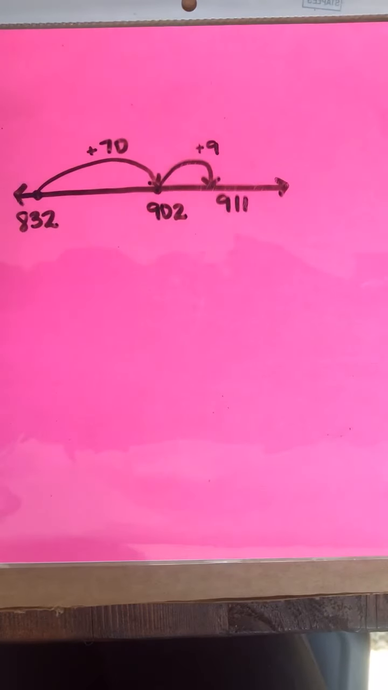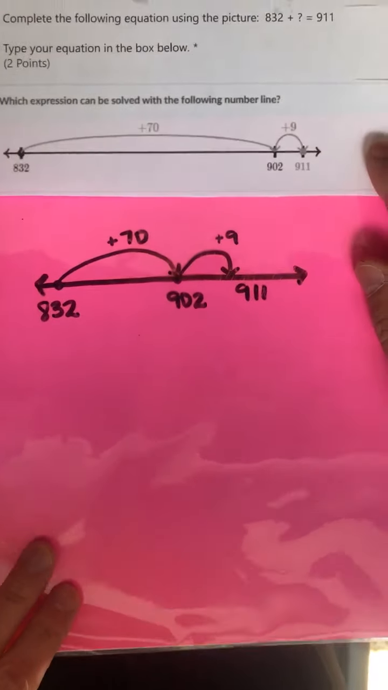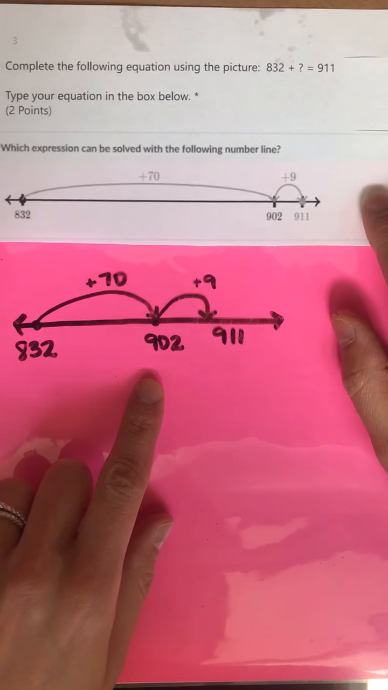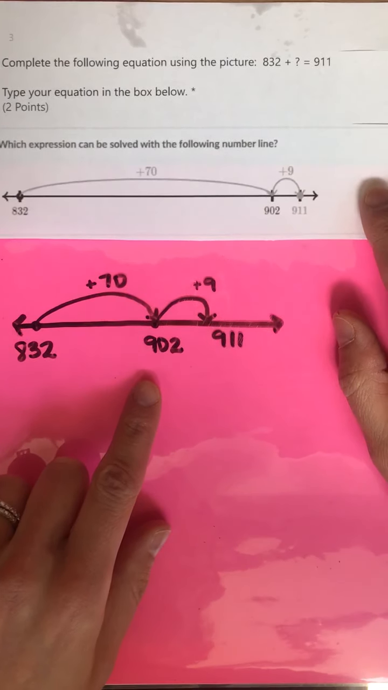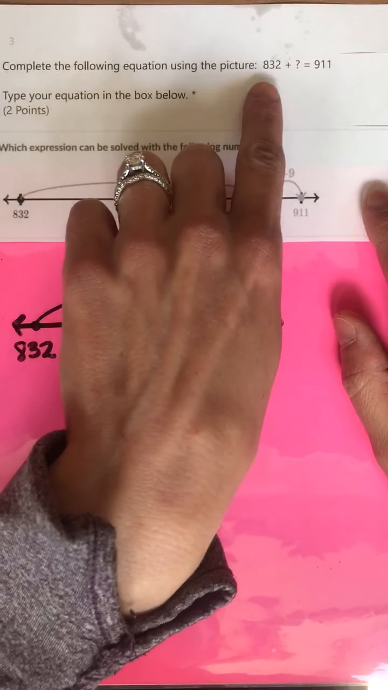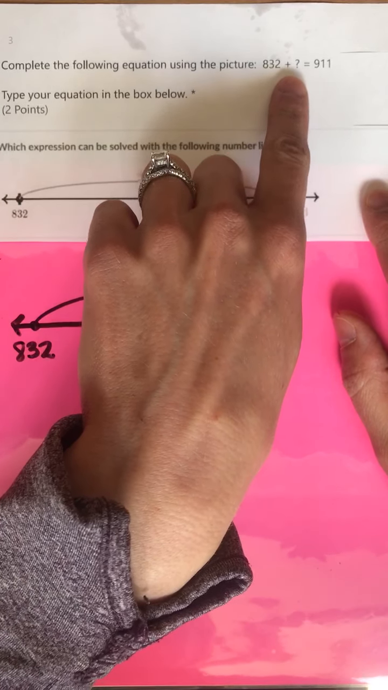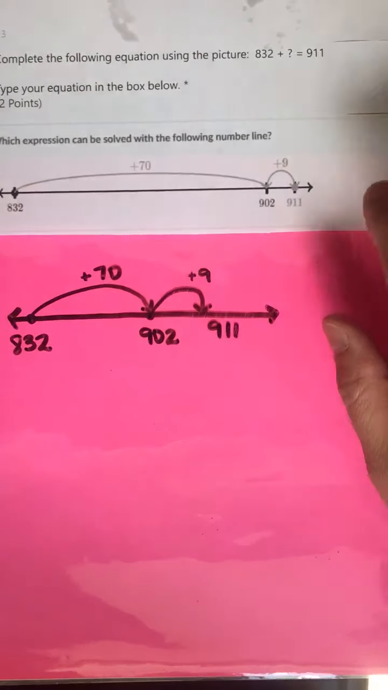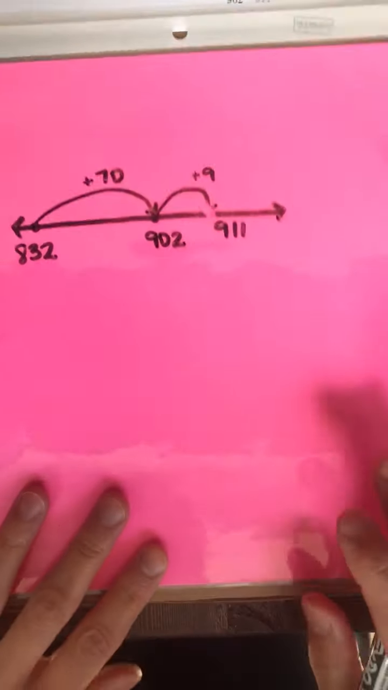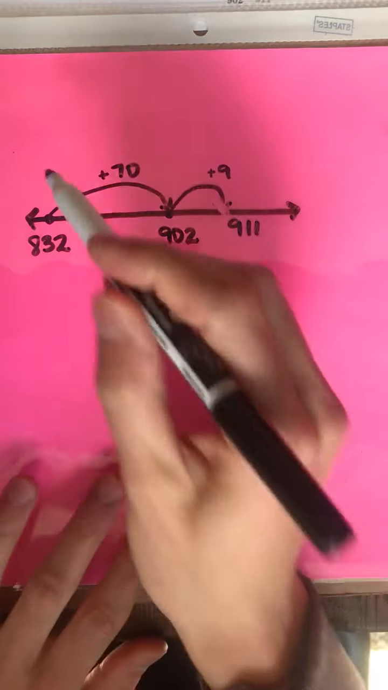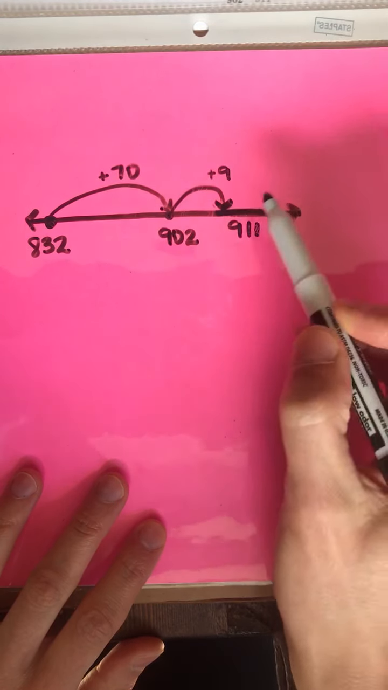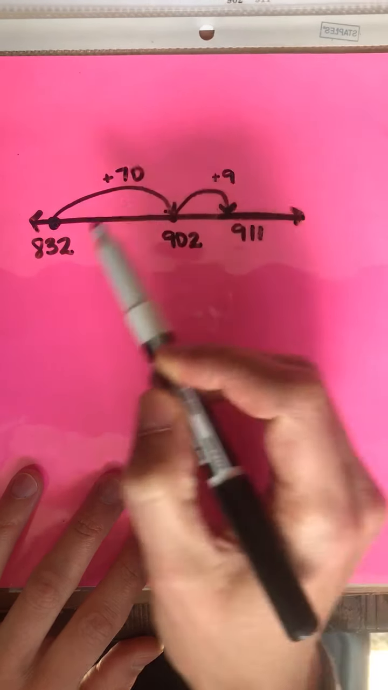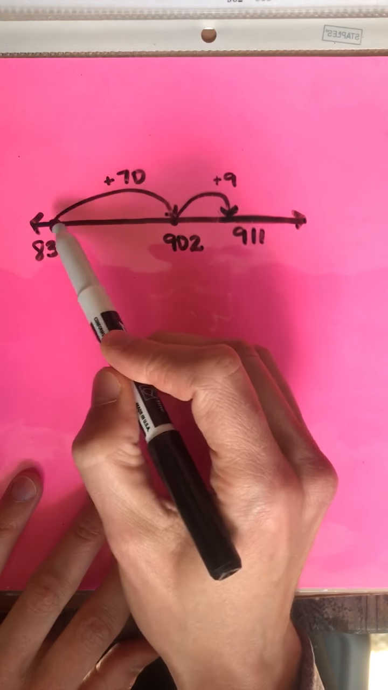Okay, friends, great job working on number 2. Let's take a look at number 3. What I did here was I just drew the number line a little bit bigger so you could see it. So it says, complete the following equation using the picture. So we have 832 plus what equals 911. So if we look at our number line, we started at 832 and we ended at 911. So what number did we add to 832?